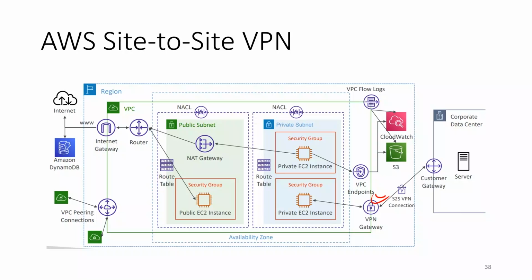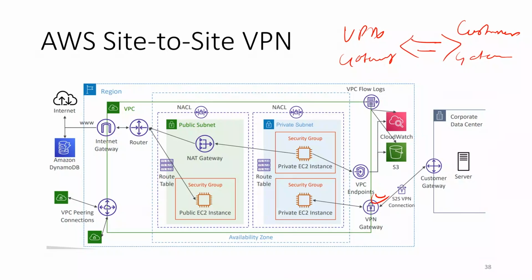On the customer side or the corporate data center, you must have a customer gateway. So these two are in place: the VPN gateway and the customer gateway. Then you can create a site-to-site VPN connection, a virtual private network.